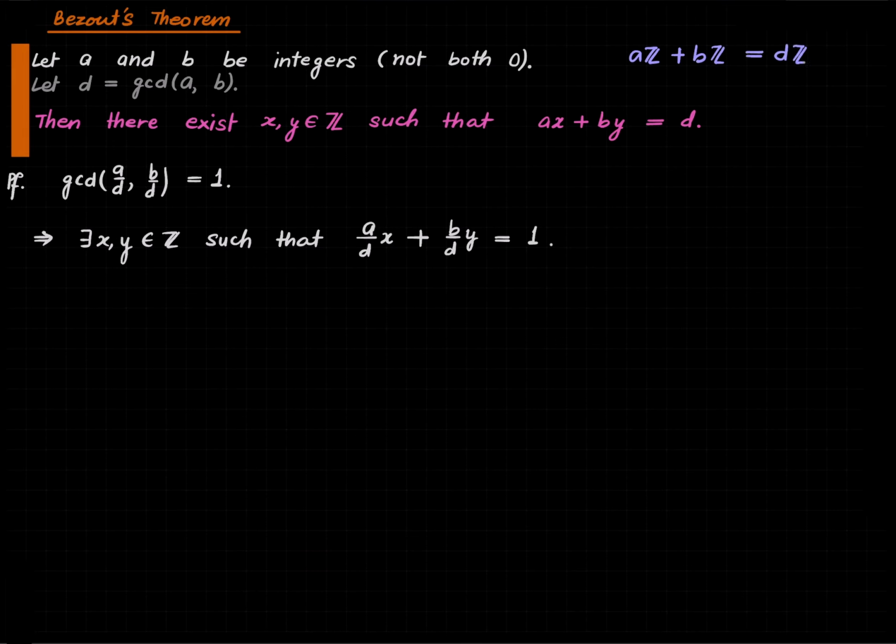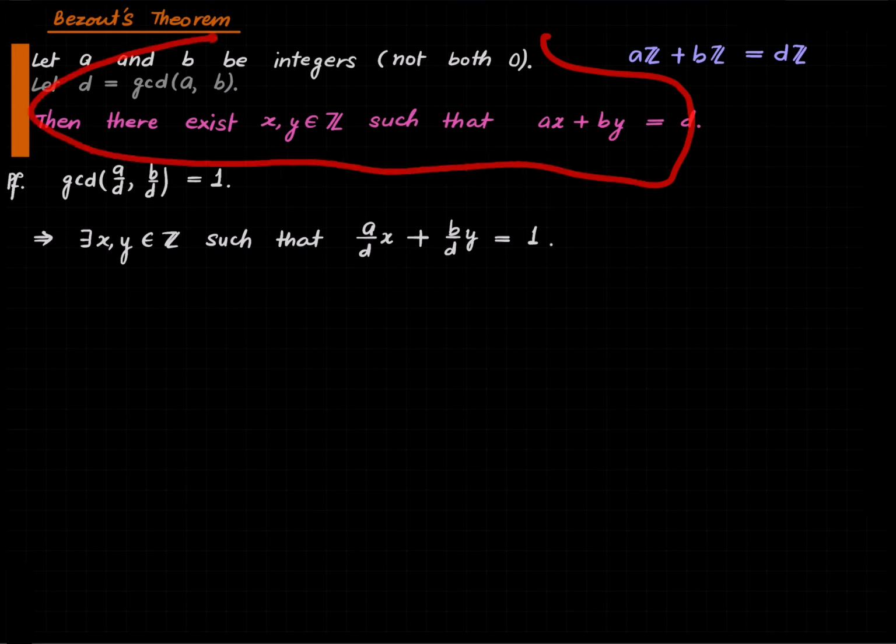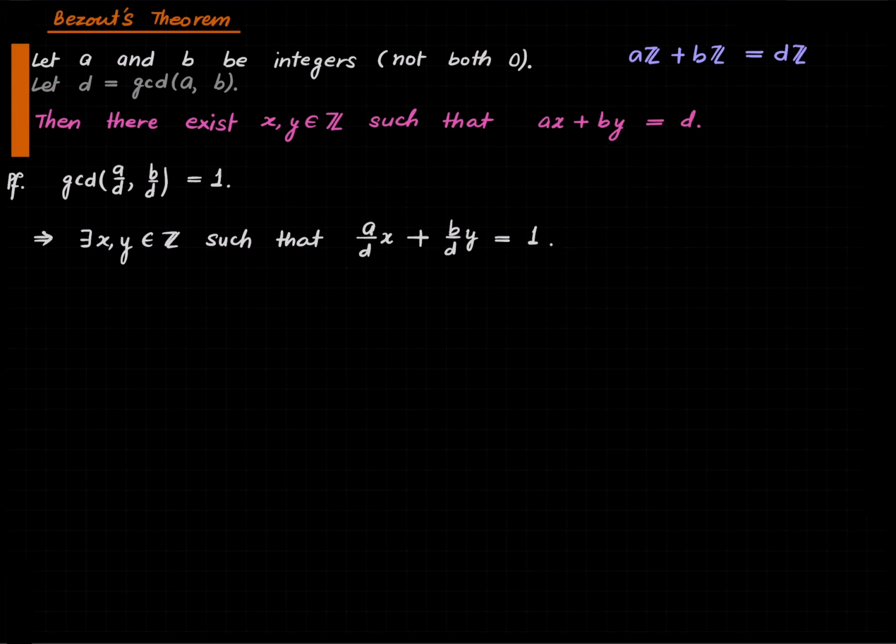Where recall AZ plus BZ is the set of all such numbers, right? So by this, you can easily prove this. I leave that to you, because anything of this sort is divisible by D. So this containment was anyway obvious. The other containment is proved by this theorem.